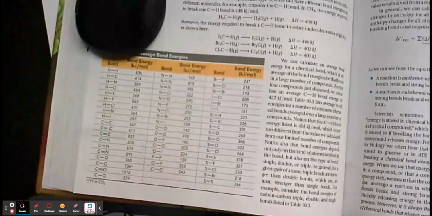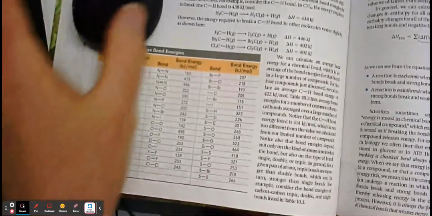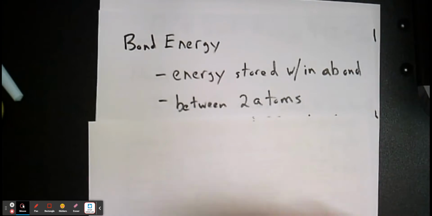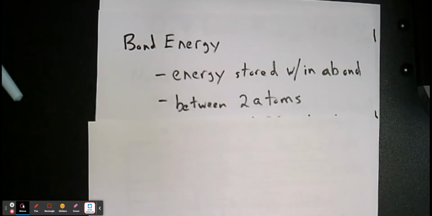All right. Now I want to really delineate what they are and what they mean about two atoms. So bond energy is the energy stored in a bond. All right. Like this, it's between these two hydrogen atoms. All right.